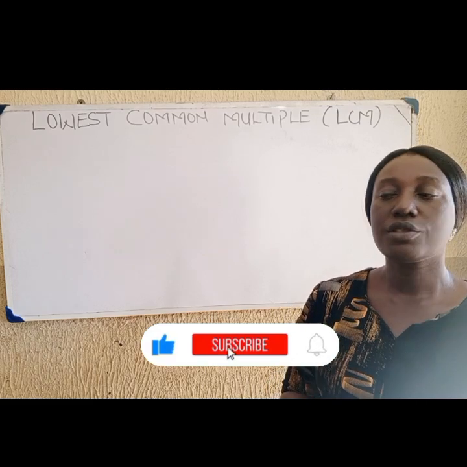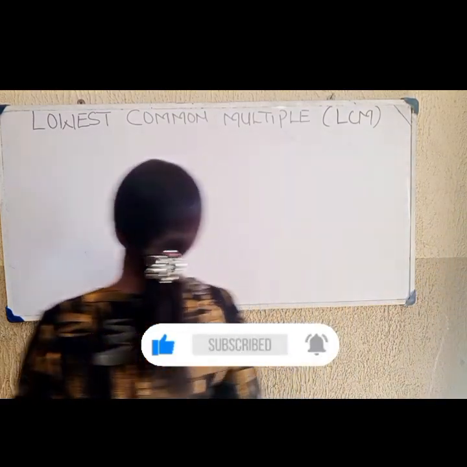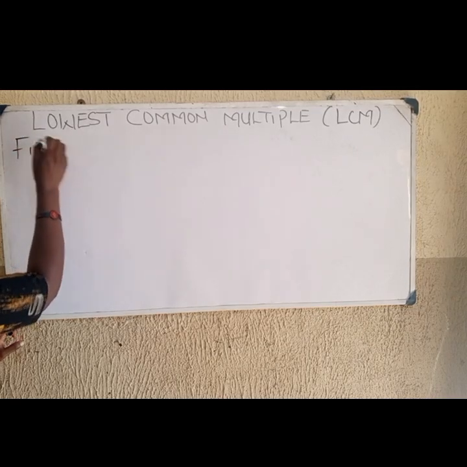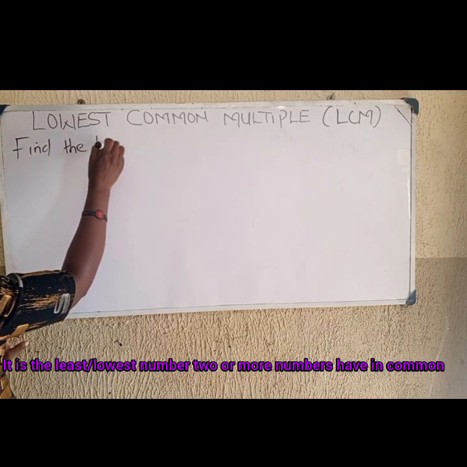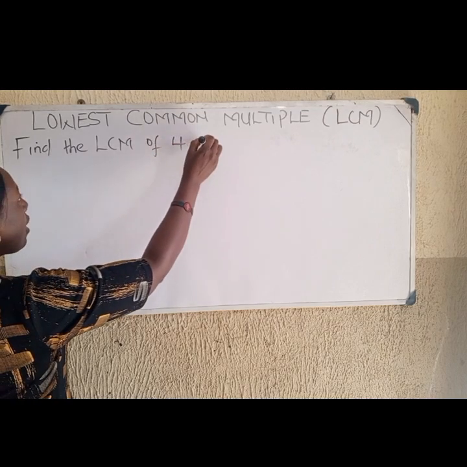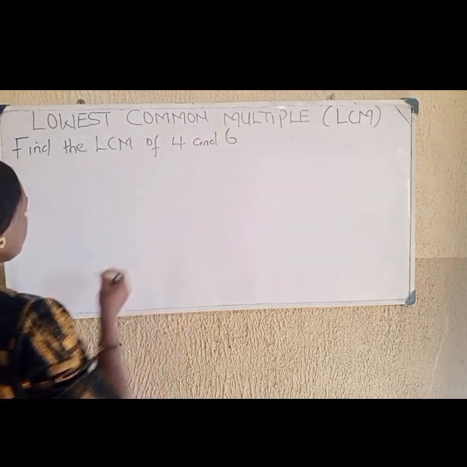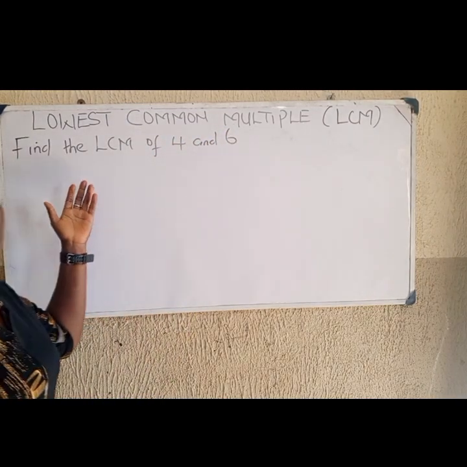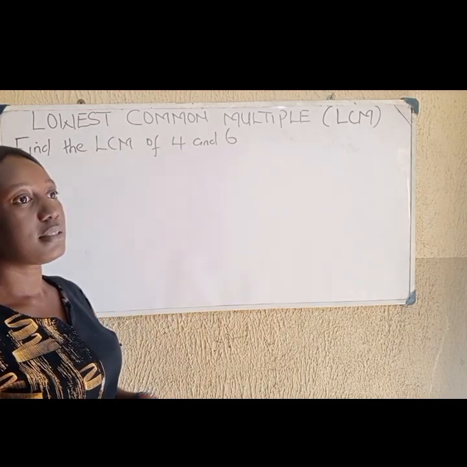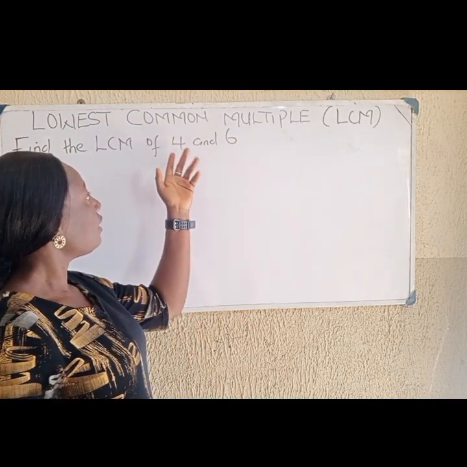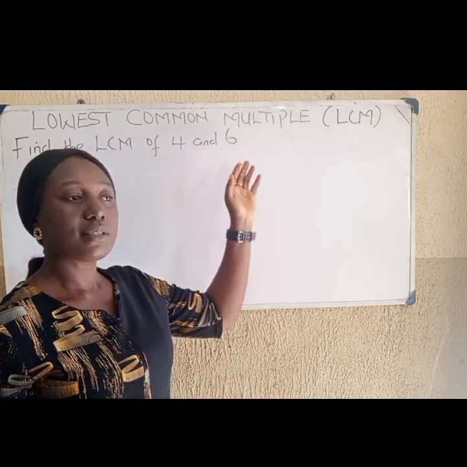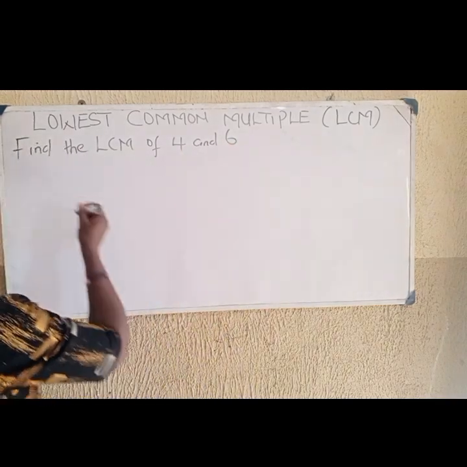Today we are going to look at lowest common multiple, which means LCM, lowest common multiple or least common multiple. If for instance you are asked to find the LCM of 4 and 6, first of all we are going to find the multiples of 4 and the multiples of 6.